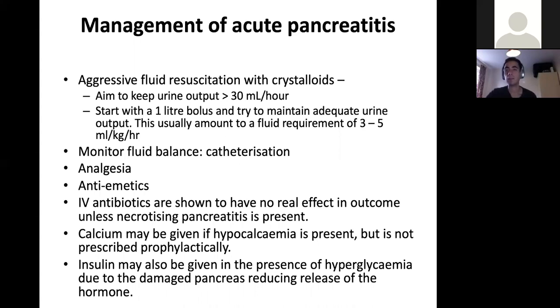Painkillers: it is extremely painful. They're likely to need morphine. Obviously, we follow the WHO ladder, but these patients are very likely to need morphine. Anti-sickness medications. This is really the mainstay treatment, these 4 things. Thinking about other things, antibiotics, that's really if it gets complicated with necrotizing and infections. Calcium, there's a role, but from personal experience I haven't given calcium, but we do check it and correct it. And insulin, obviously, there's disturbances to the release of insulin and management of glucose.